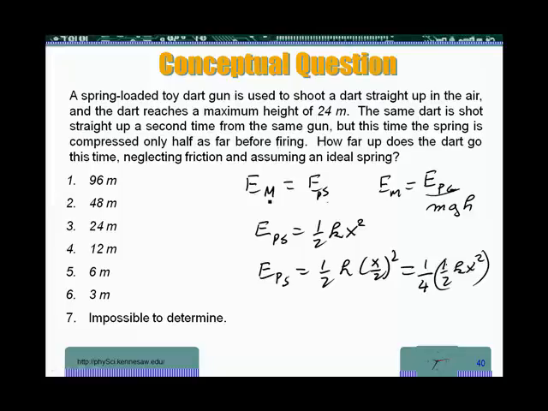Okay, if I'm going to have 1/4 of the mechanical energy, I should have 1/4 of the gravitational potential energy at the end. And the gravitational potential energy is just mgh. M is not changing, g is not changing. So the only thing that's going to bring about the fourth is going to be the h. So instead of 24 meters, I have to have 1/4 of that, which is going to be 6 meters. And that should be my answer.